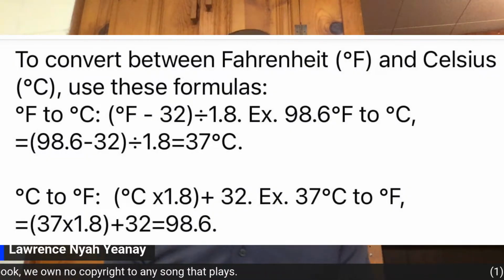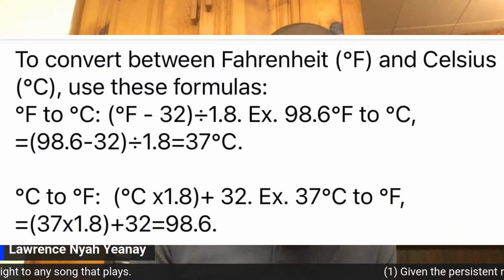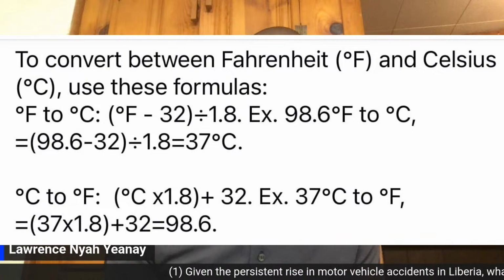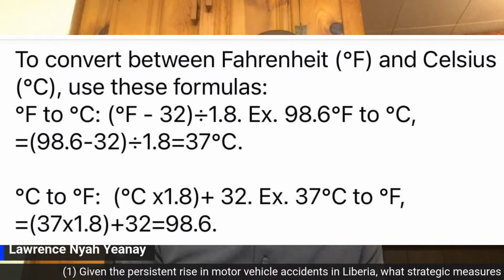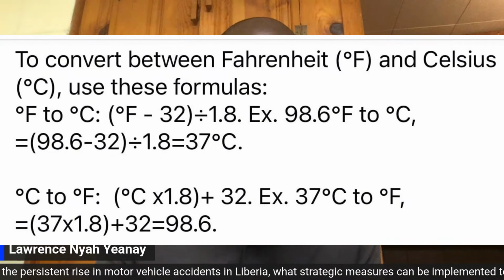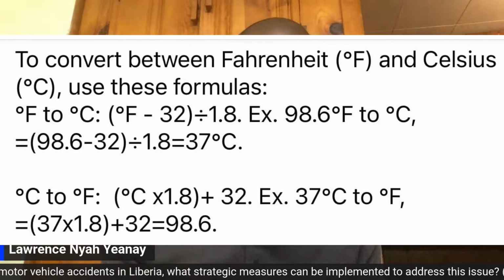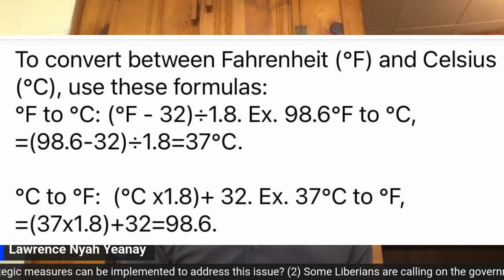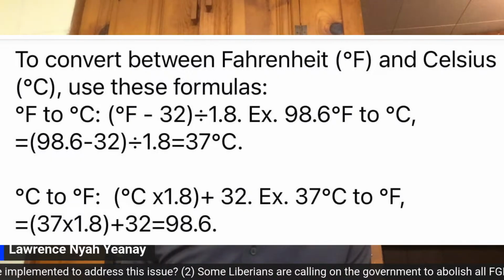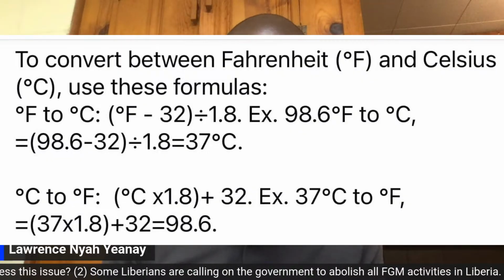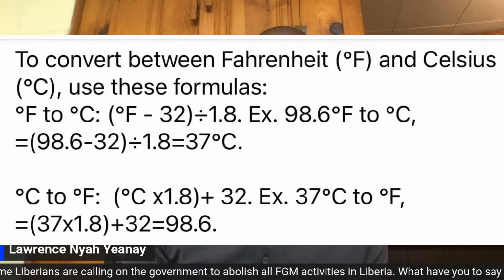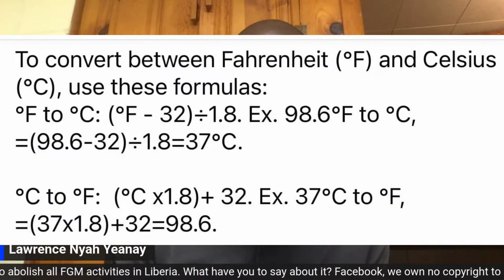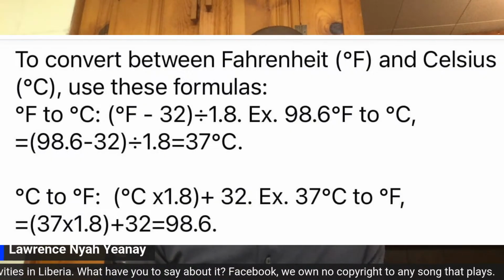Then the opposite with degree C. When you change from degree C here to degree F, what you have to do is multiply by 1.8. After you have multiplied by 1.8, the product you get, add 32 to it. That's all there is. So we take an example problem here. For example, we say change or convert 37 degree C to degree F.